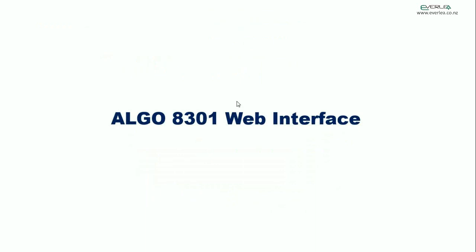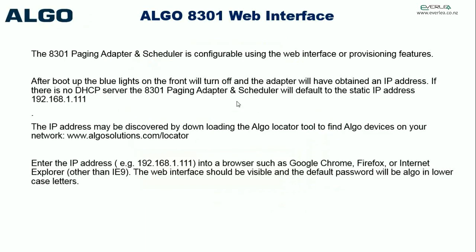The web interface, how to program this beast. So, everything about the 8301 is programmed via its browser. After you boot up the 8301, the blue lights in the front will turn off, and the adapter would have got itself an IP address from the DHCP if it had one.